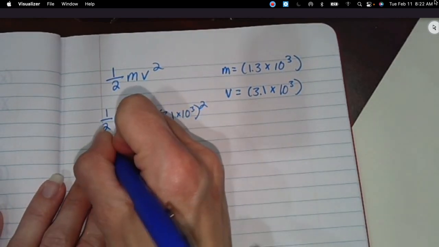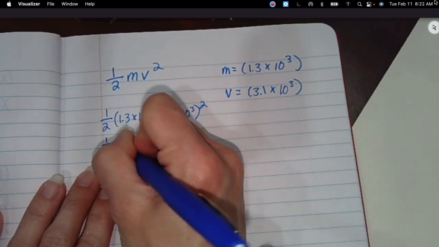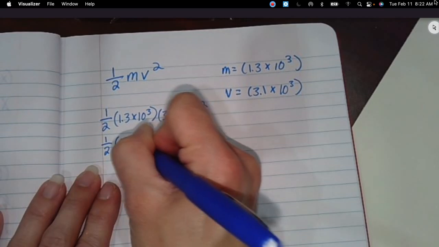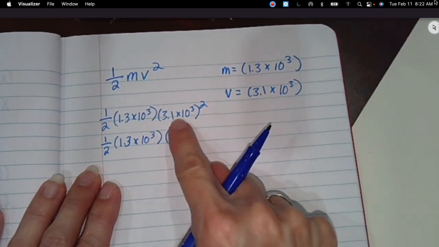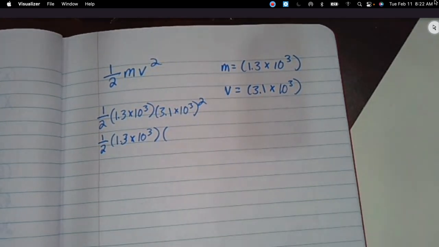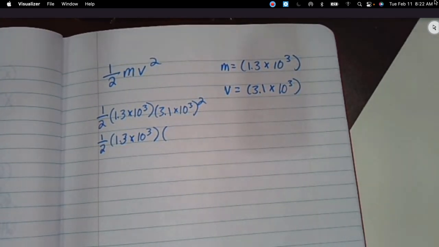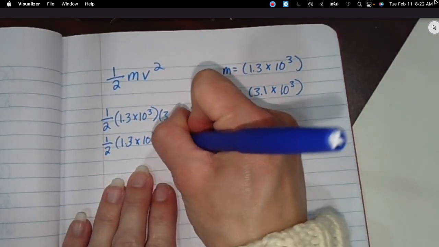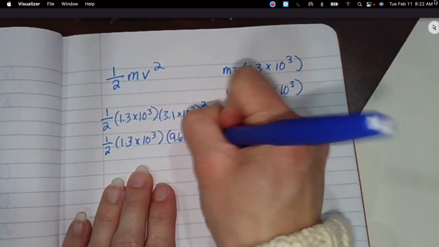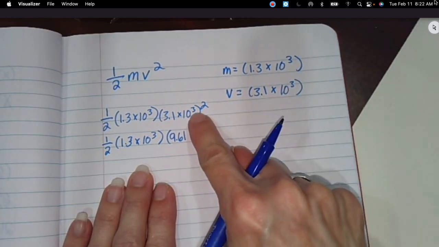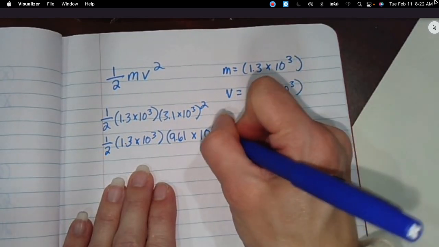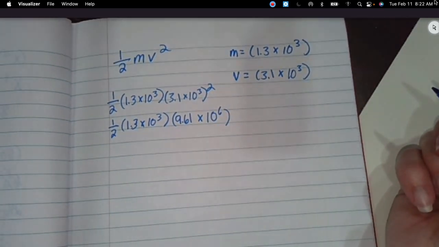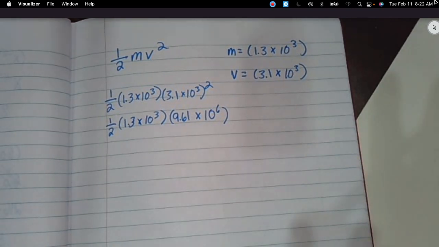So I'm just going to write 1/2, 1.3 times 10 to the third. Now let me square these. What is 3.1 squared? I'm just going to go ahead and put that in my calculator. That is 9.61. And 10 to the, what do I do with those two exponents? Multiply them. 10 to the 6. Okay, now I'm ready to line all this out.